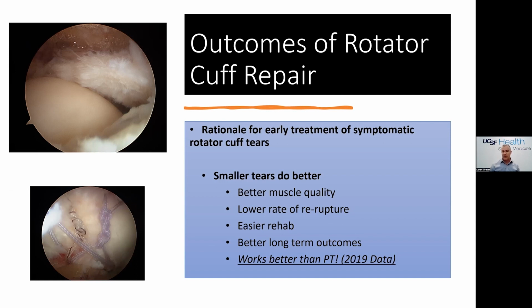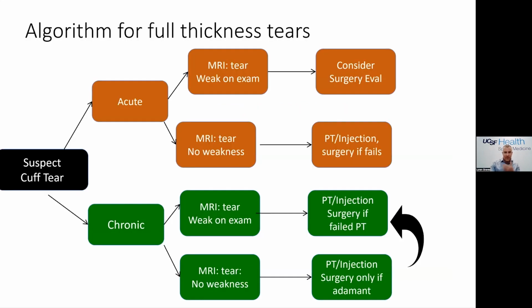That's not always possible. But we know that in these smaller tears that are symptomatic, that don't get better with physical therapy, they will do better with surgery than just continuing to do physical therapy. So this is my algorithm for full thickness tears. Acute tears, like they fall down, they have an injury, they are largely going to go towards surgery. So those are ones we want to see sooner rather than later.